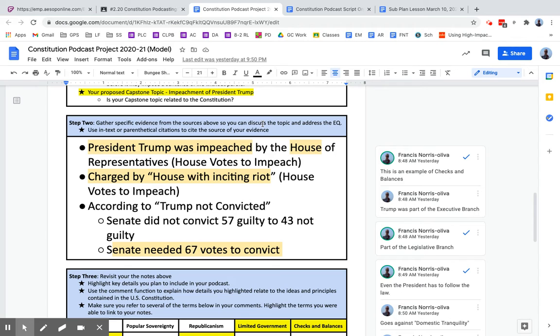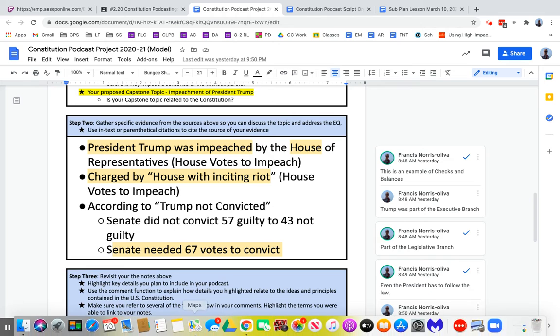And you should, at this point, have enough evidence about the topic and have made enough connections using the common function of Google to constitutional principles and ideas that you could probably develop a script that would lead to a podcast of anywhere from 3 to 8 minutes maximum in length.